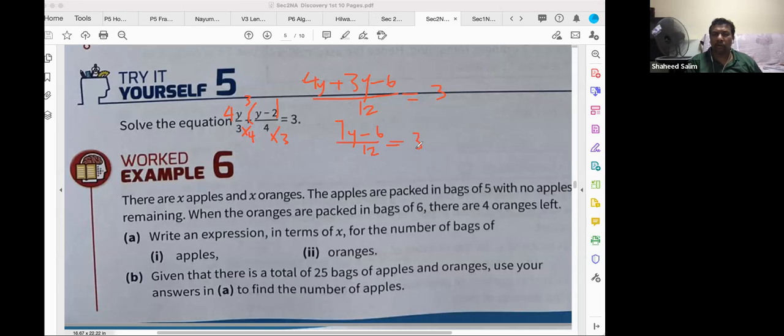Now get rid of the 12. How to get rid of 12? Times 12 on the left side, and then times 12 on the right hand side. So what happens? You get 36 here. This one cancels, gone. You get 7y minus 6. You bring this over, minus 6 becomes plus 6. So 7y equals to 42. And y equals to 42 divided by 7 equals to 6.